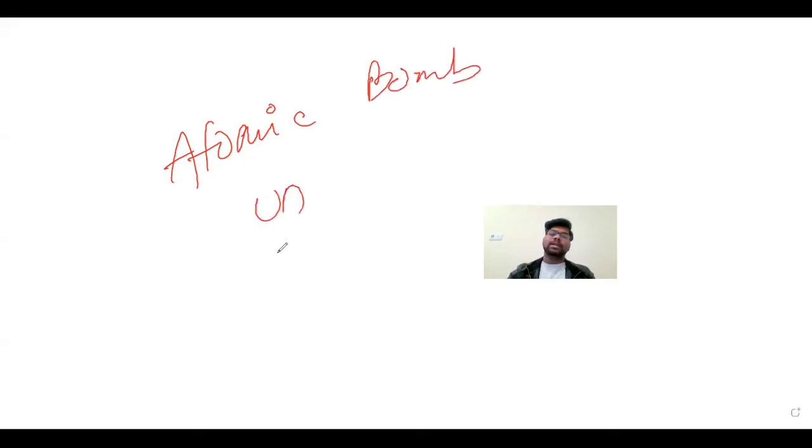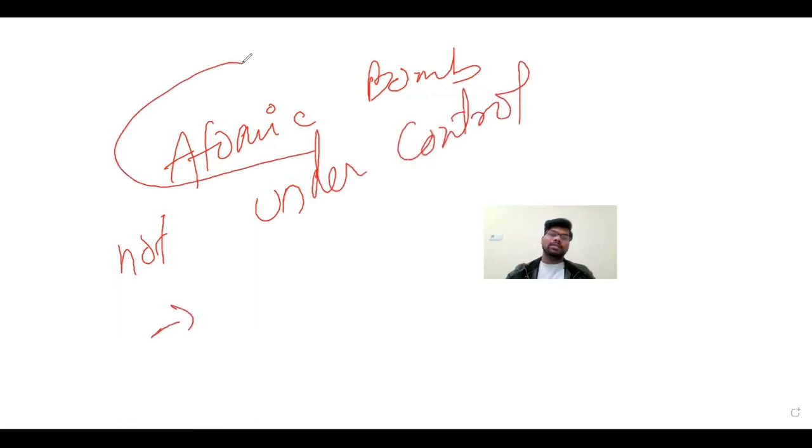But you might have questions, teacher: if it is under control, that is known as an atomic power plant. If it is not controlled by us, then it is going to be the atom bomb. If the nuclear fission reaction is not under control, then it turns into an atom bomb. Not under control, then it will be known as an atomic bomb or atom bomb.